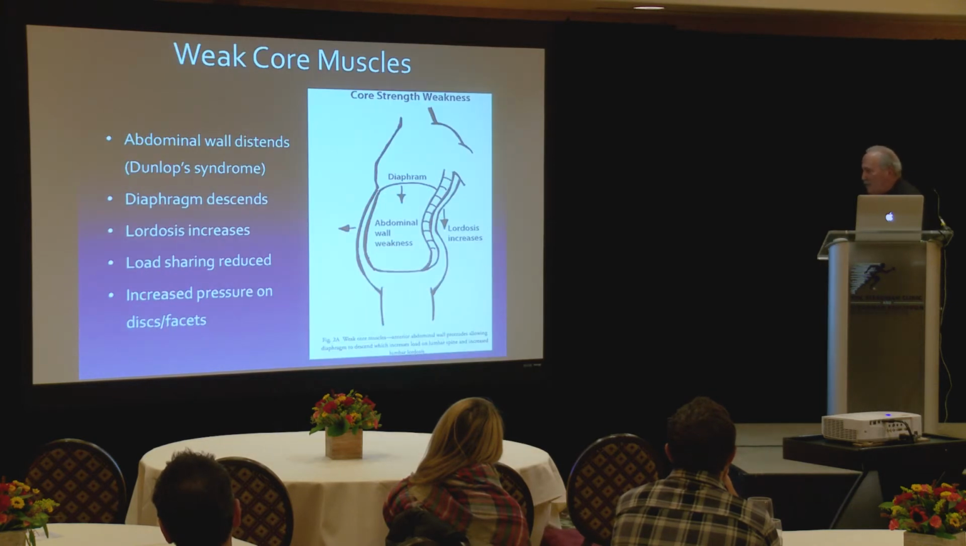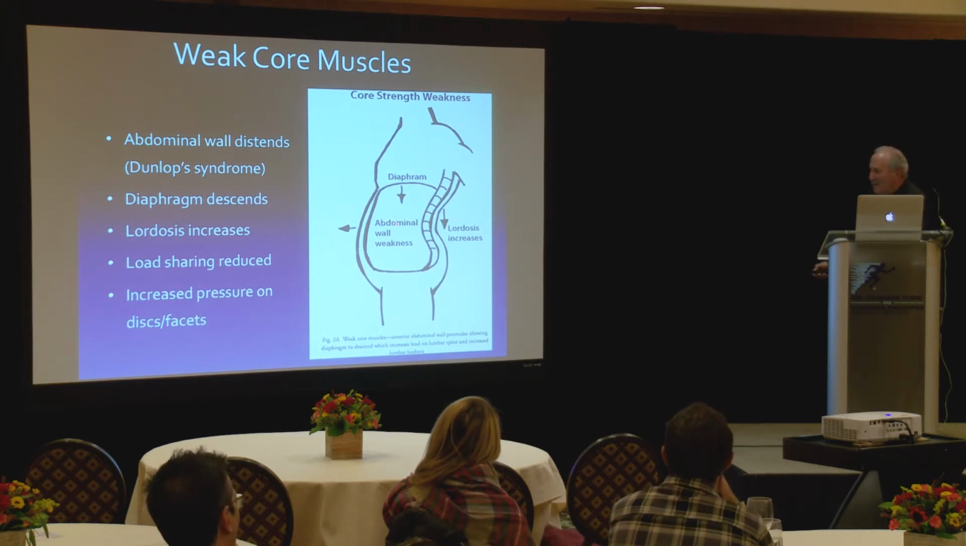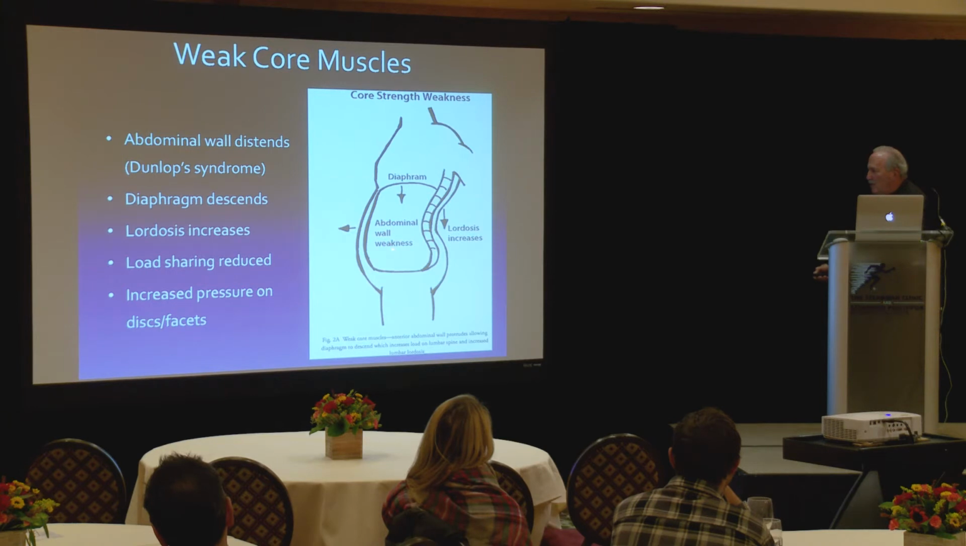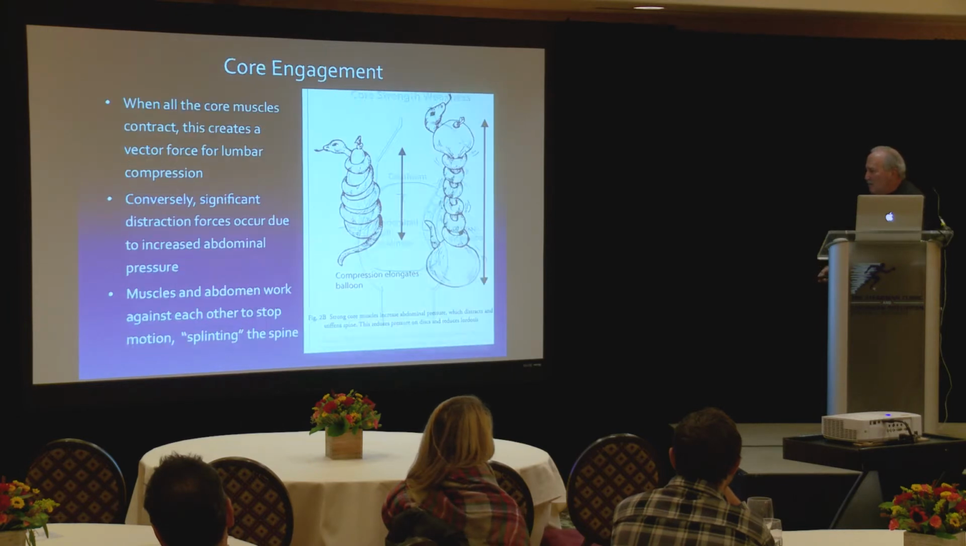So what happens if you don't have good strength is you get what is called Dunlop syndrome. You guys know what that is, right? Where the belly Dunlops over the belt. Okay, that was a joke. You can laugh. So you have Dunlop syndrome. With that, if you don't increase the abdominal wall pressure, the diaphragm drops, you have increased lumbar lordosis, and you don't have any load sharing whatsoever.